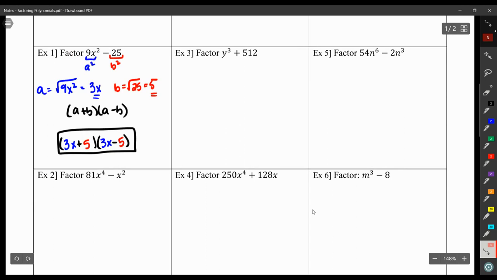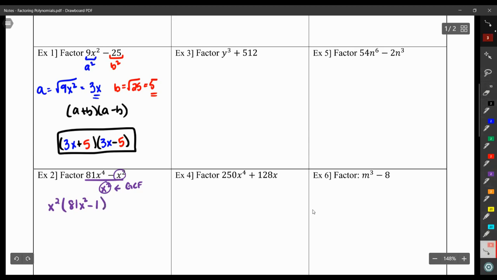So for example 2, try to divide out a common factor first. 81x to the 4th and negative x squared, I can divide both of those by x squared. So this x squared is the GCF. And so we're going to pull x squared to the side, and then we have 81x squared left over minus, anything divided by itself gives me a 1.